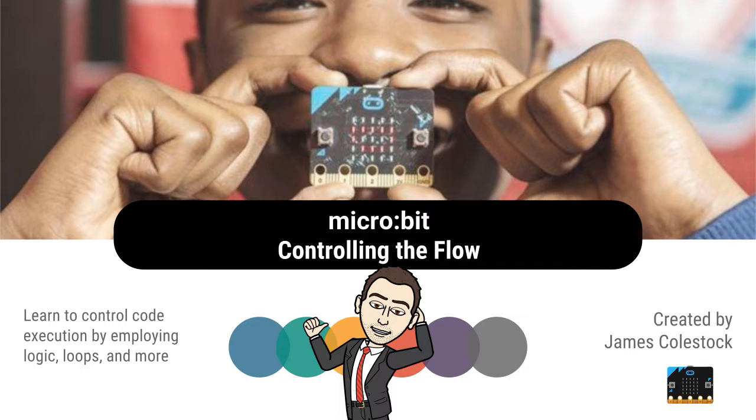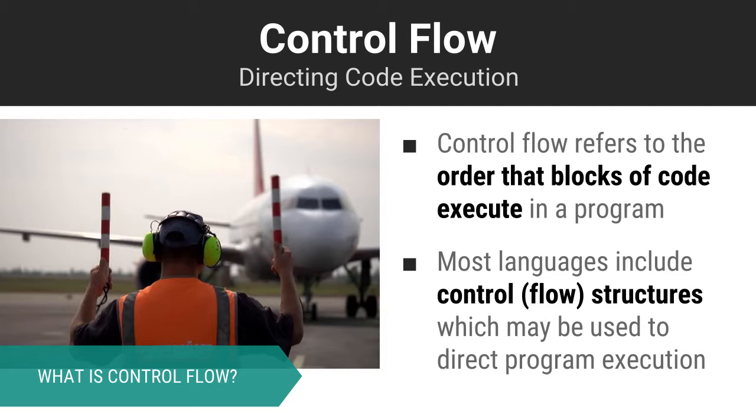We are going to take a closer look at how we control the execution of code. In other words, how to direct what code executes when. Control flow is the term we use to describe how we direct the execution of the code within a program. Most languages include a series of control flow structures or statements that allow you to control the flow. In other words, what code executes when.